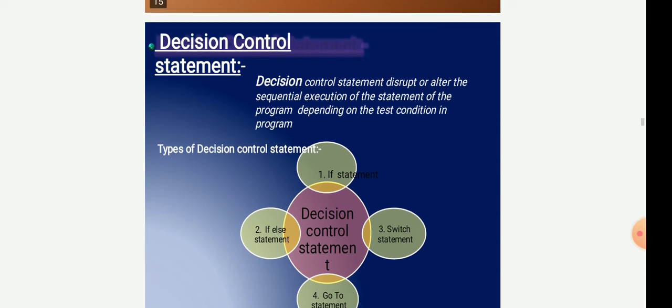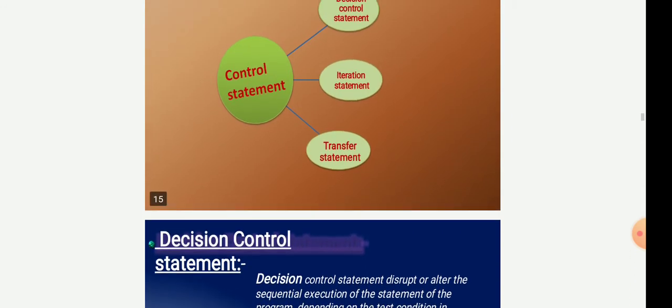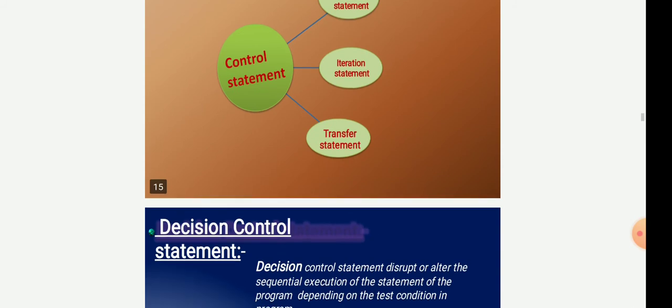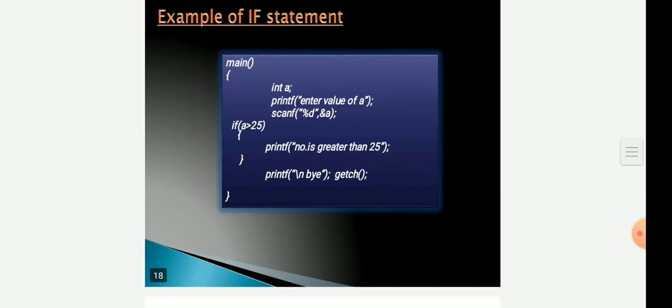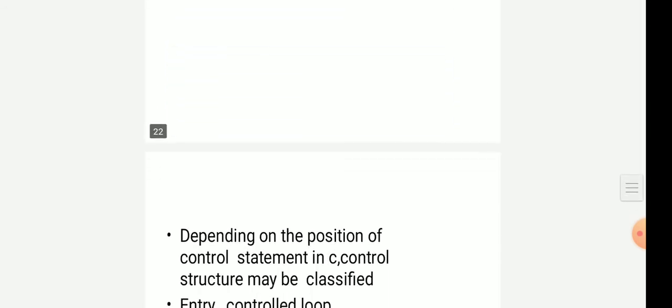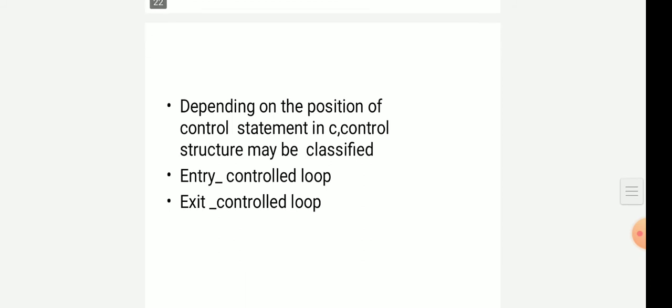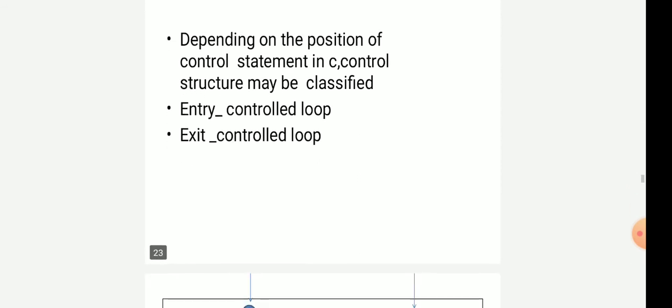So till now we have covered decision control statements. Now we are covering our next statement, that is iteration statements. So dear students, we can classify the iteration statements into two parts. One is entry controlled and another one is exit controlled. So dear students, what is entry controlled and what is exit controlled?